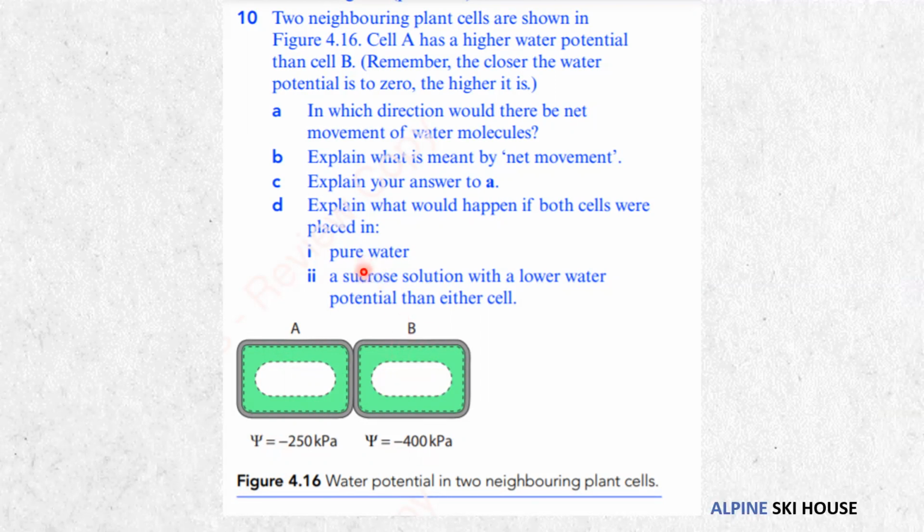Then he's asking about placing them in pure water, which has nothing in it and a very high water potential of 0. What's going to happen? All the water is going to enter inside. Is this cell going to burst? Not at all, because they have cell walls. They're going to become extremely turgid. And if I put them in a sucrose solution with a lower water potential than either cell, then all the water is going to move outside and both of them will become plasmolysed. I hope this question is easily understood. If it is, then you've understood the whole topic and you'll be able to do the past papers really well.